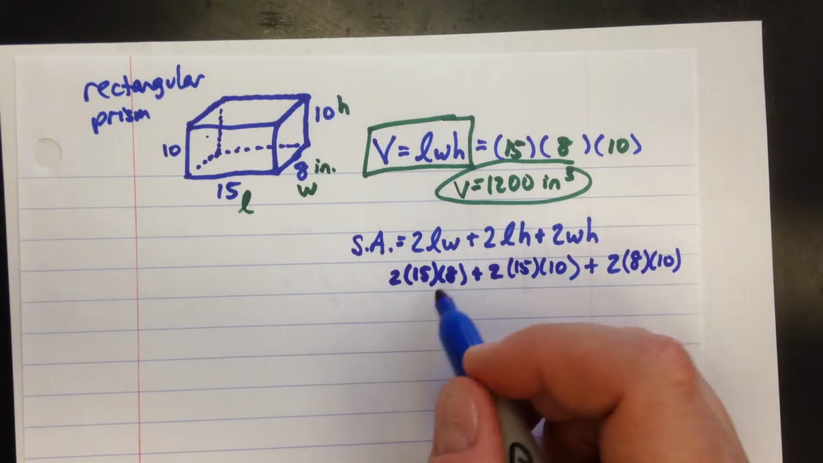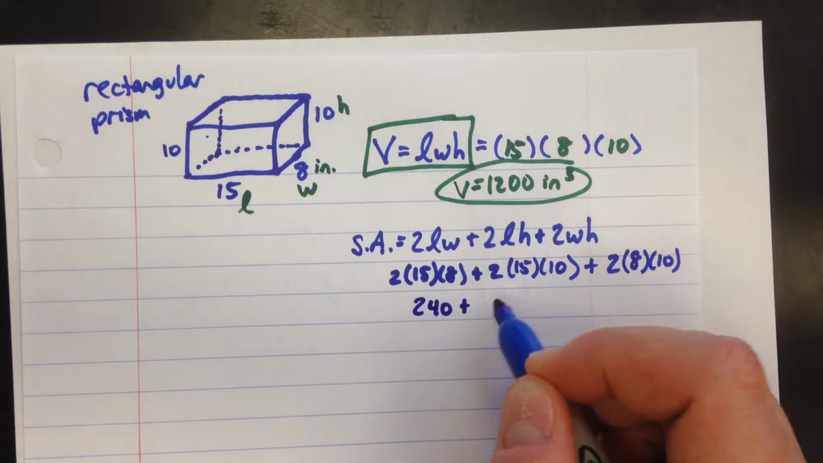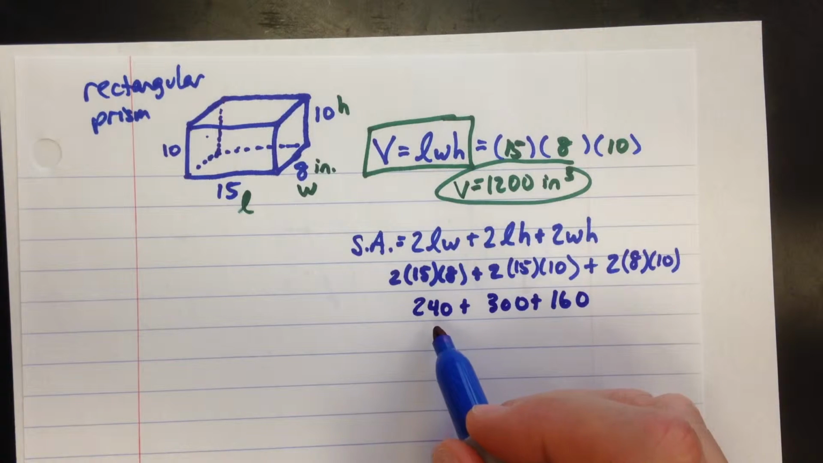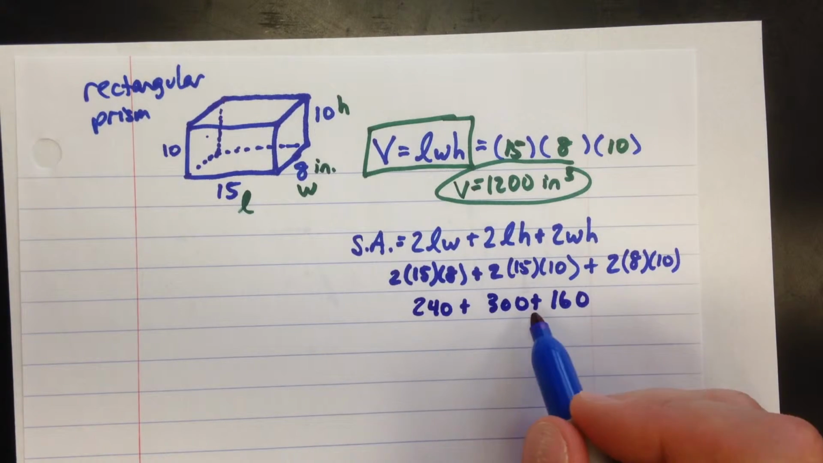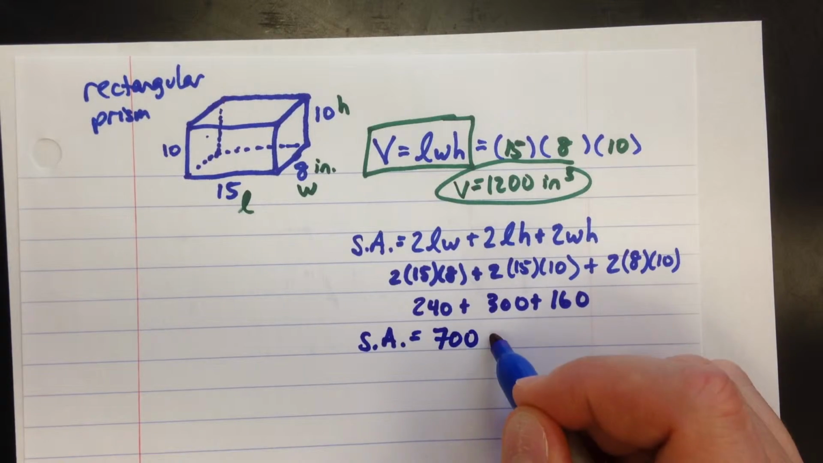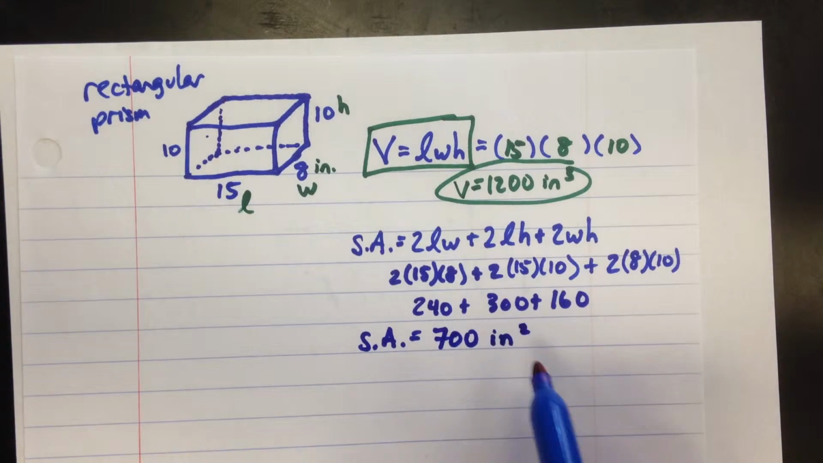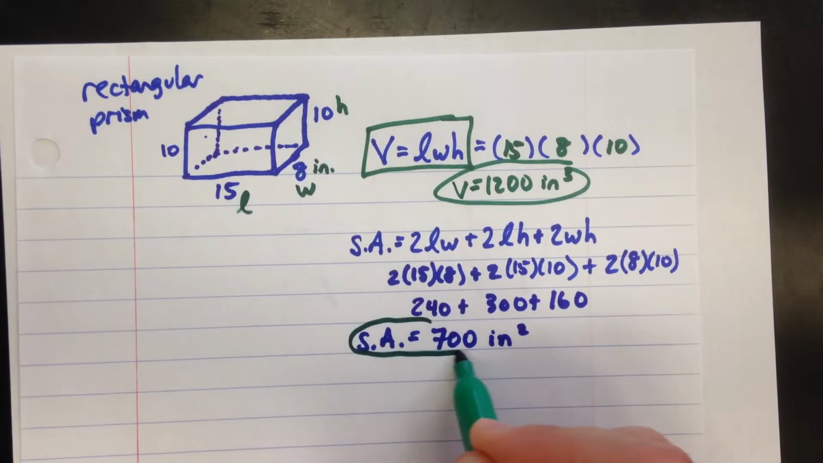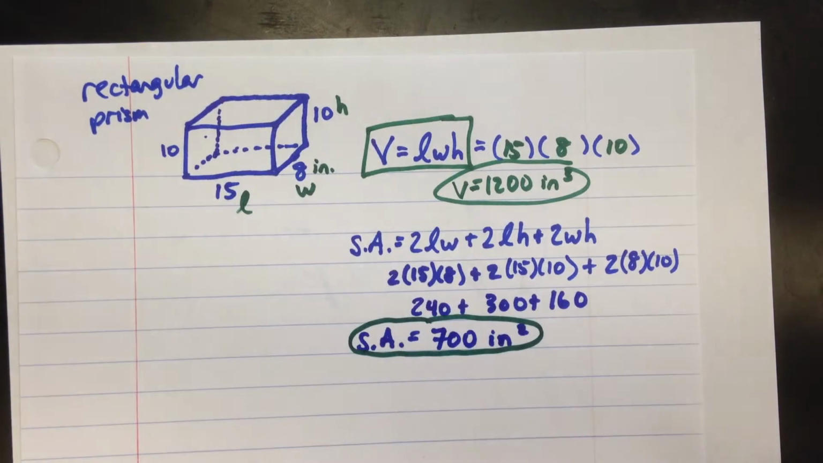So this would be 240, this would be 300, and this would be 160. And if we add all that up, we get 540 and 160. The surface area is 700, and that would be inches squared. When you do an area, it's two-dimensional. It's the covering for that.